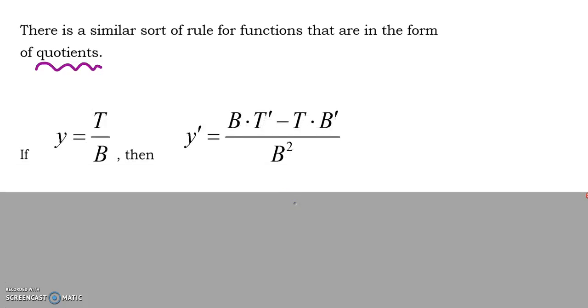So I'm going to use t and b to denote a top function and a bottom function. So if I want to take the derivative, it's going to be bottom times the derivative of the top, that's what that prime is for, minus the top times the derivative of the bottom, all divided by the bottom squared.